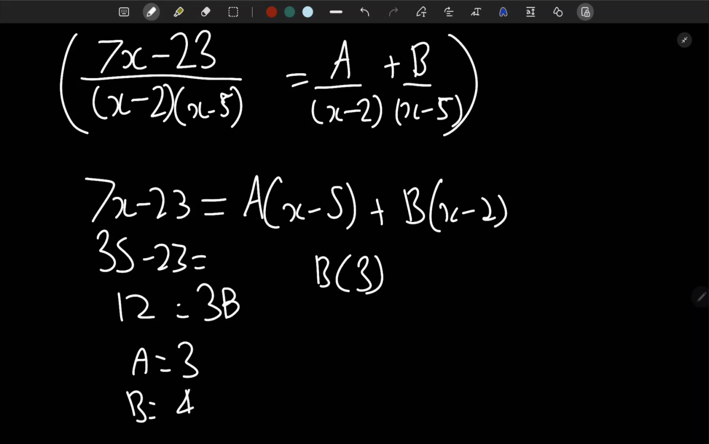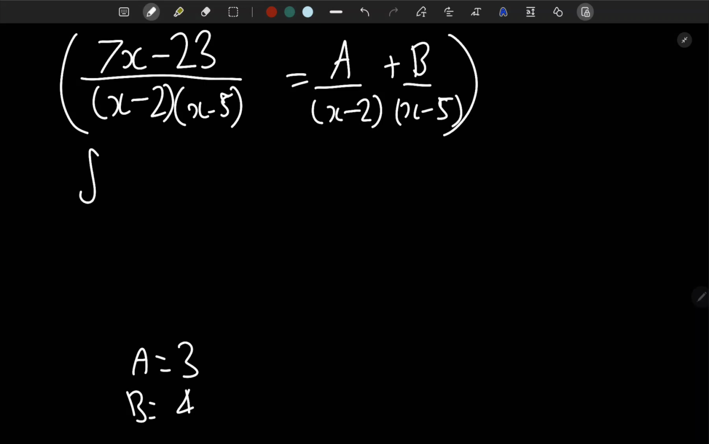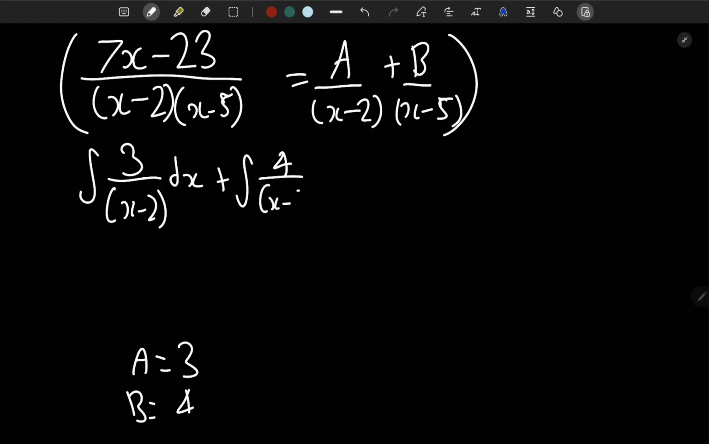Now we can go back to our equation of a plus b, and substitute a and b here. So now we can finally integrate. A here is 3 over x minus 2 dx, plus the integration of 4 over x minus 5 dx.